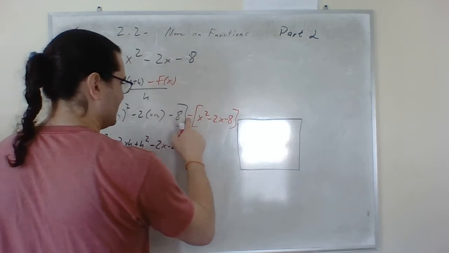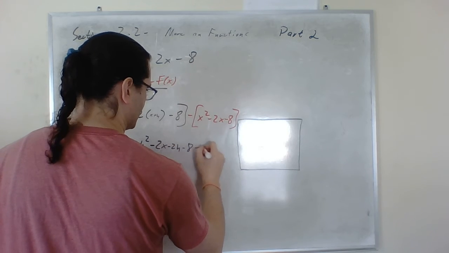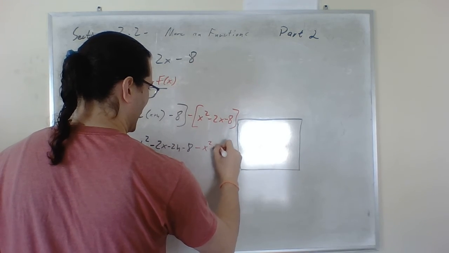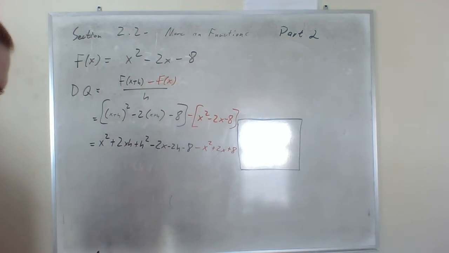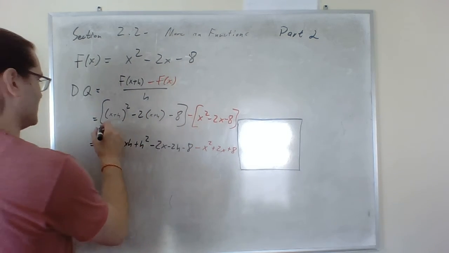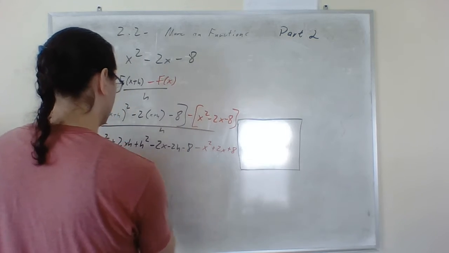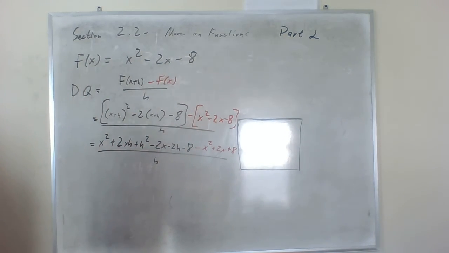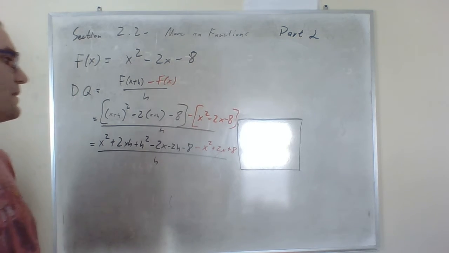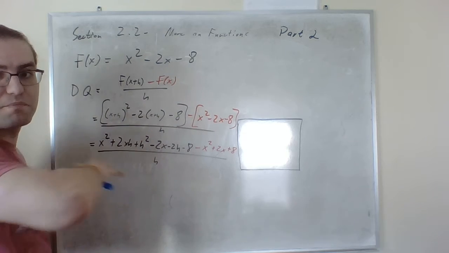And then this negative sign needs to distribute as well. So I'm going to subtract x squared, I'm going to add 2x, and I'm going to add 8. Oh, and this is all over h. I forgot. Okay, it's all still over h. So this is the distribution step finished.